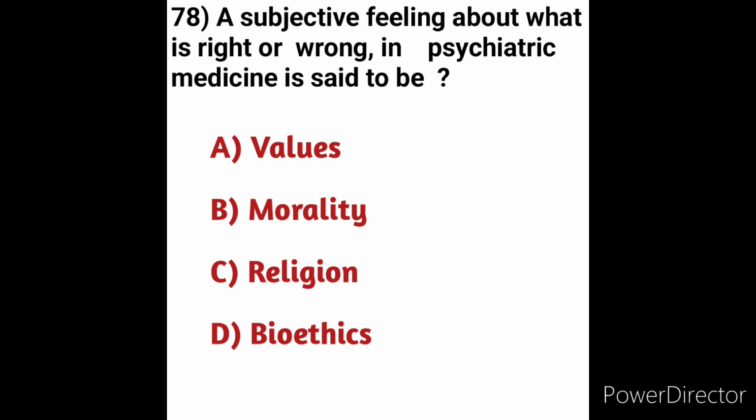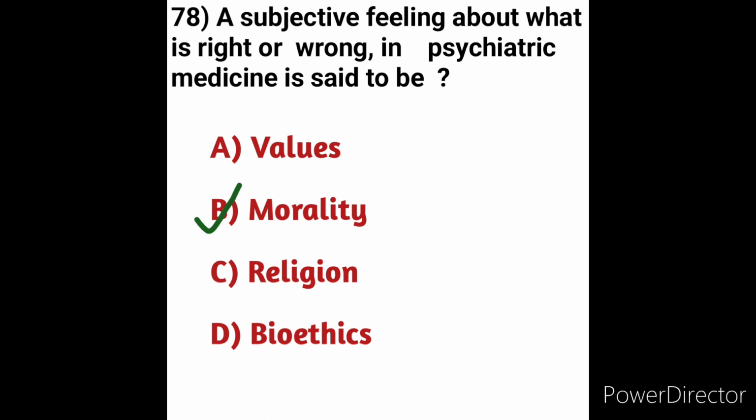Lawrence Kohlberg, an American psychologist, has propounded the theory of moral development. He made a systematic study of moral development, and his theory is categorized into 3 levels and 6 stages. The 3 levels are the pre-conventional level, conventional level and post-conventional level. The 6 stages relate to obedience and orientation, behavior driven by self-interest, social improvement and individual rights, and behavior of social order. So a subjective feeling about what is right or wrong in psychiatric medicine is morality. Option B is the correct answer.